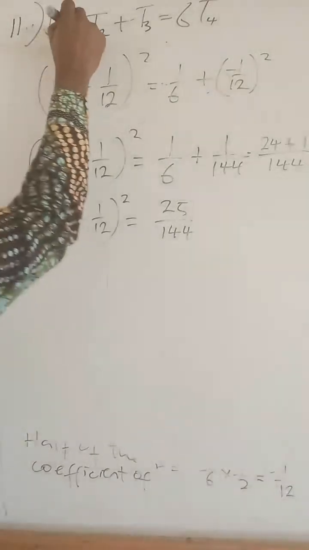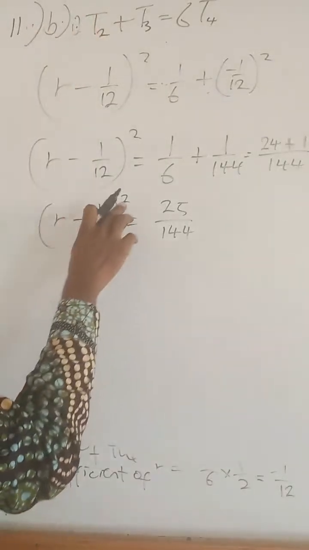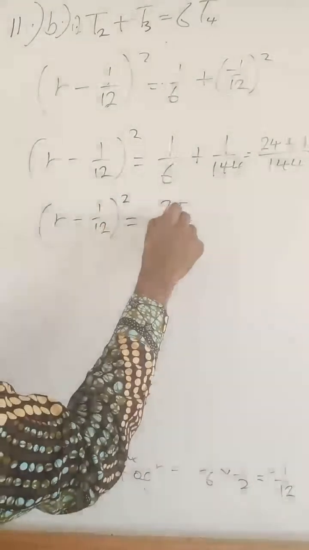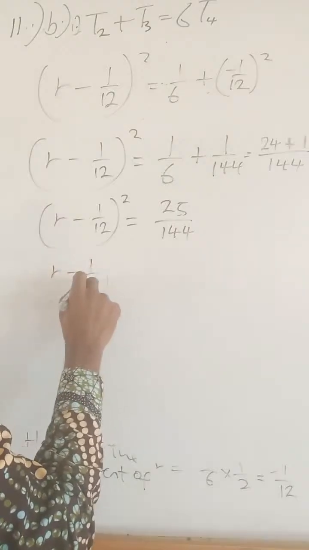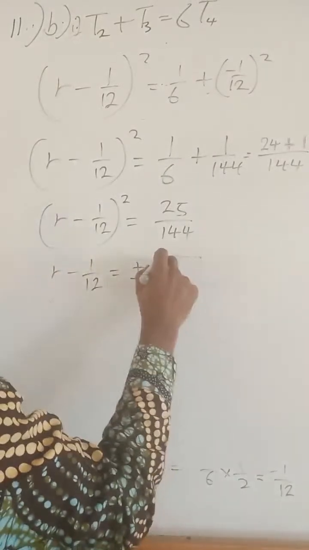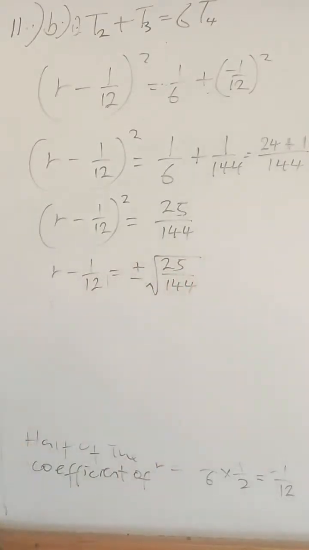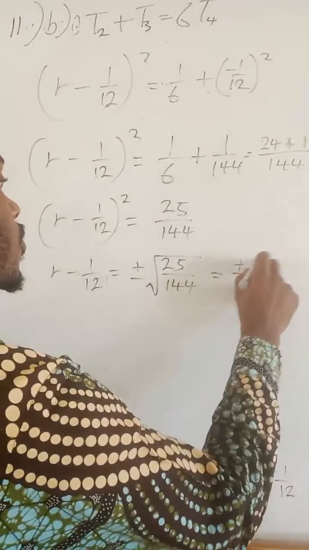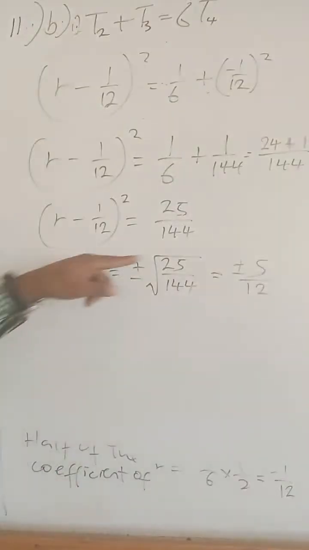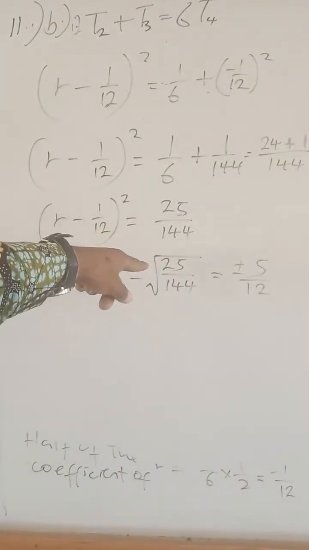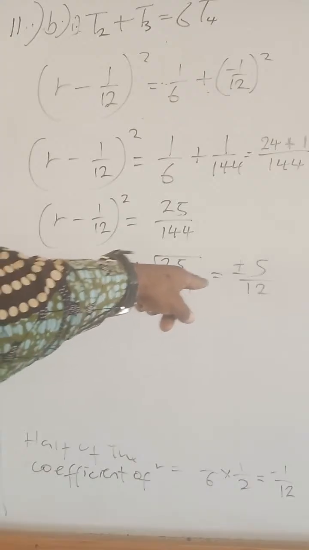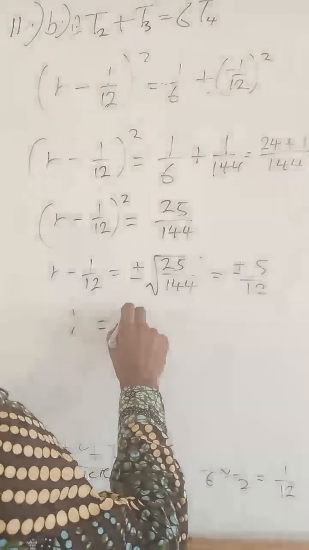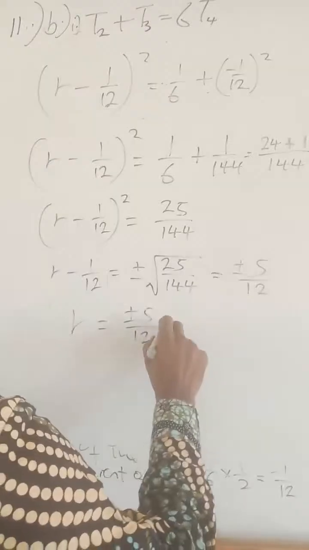So we're still on the first part of r. Now you get rid of the square by taking the square root of both sides. So you have r - 1/12 equals plus or minus the square root of 25 over 144. This gives you plus or minus 5 over 12, because the square root of 25 is 5 and the square root of 144 is 12. Moving on, you have r = plus or minus 5/12 plus 1/12.